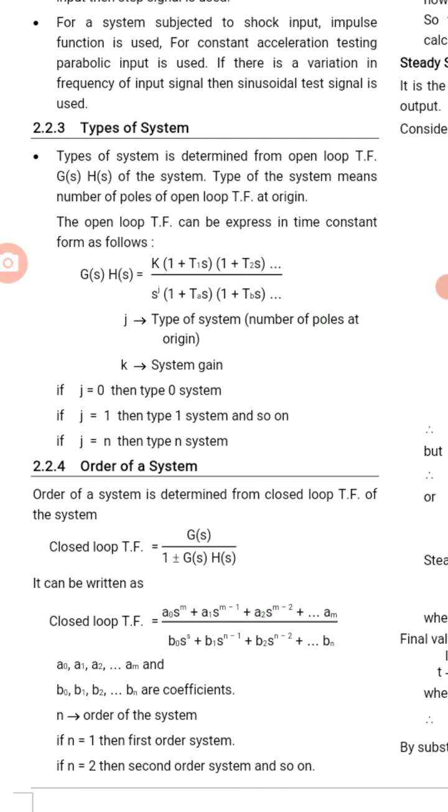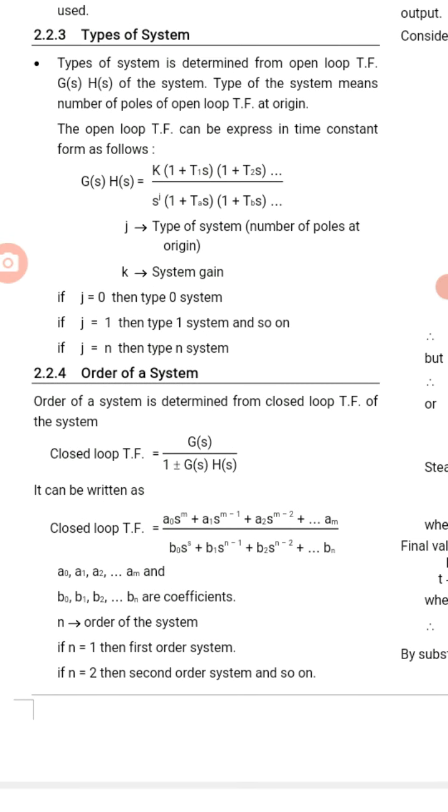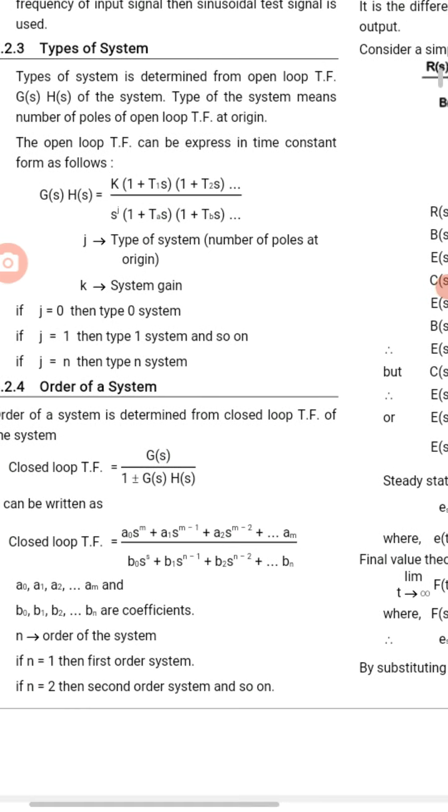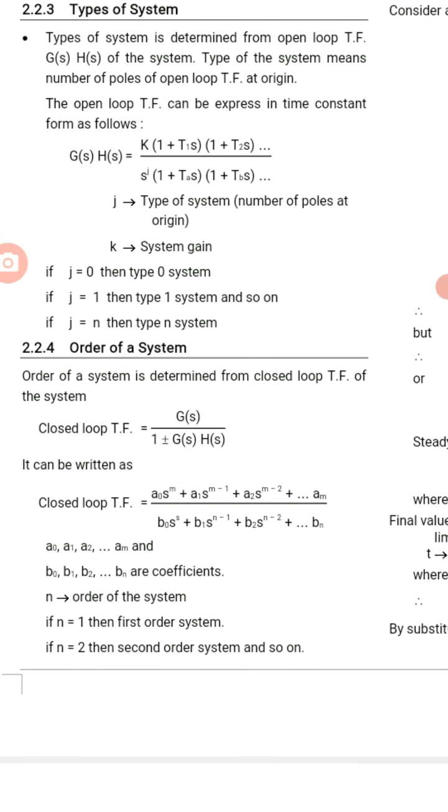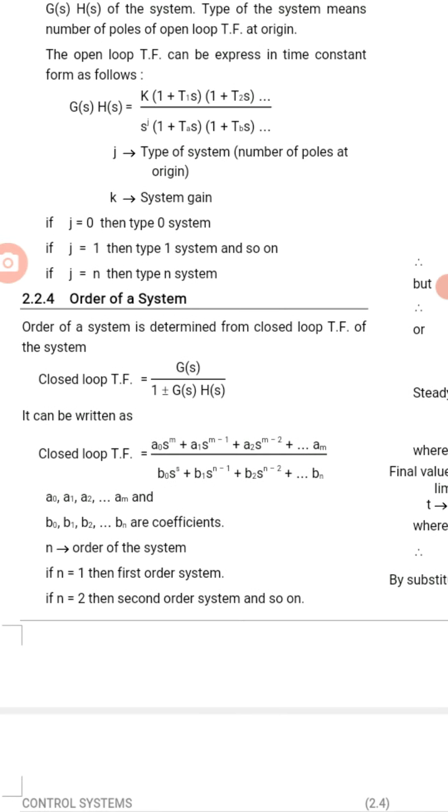Now we are going to learn the types of system. There are different types of system which are based upon the number of poles available at s equal to 0, or at the 0th position, and the order of the system is based upon the number of poles, or the maximum order of poles.